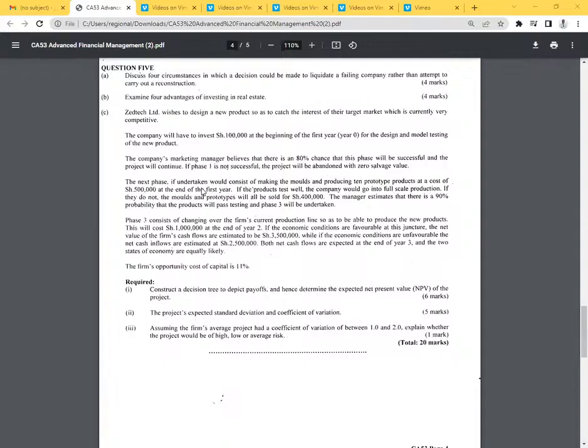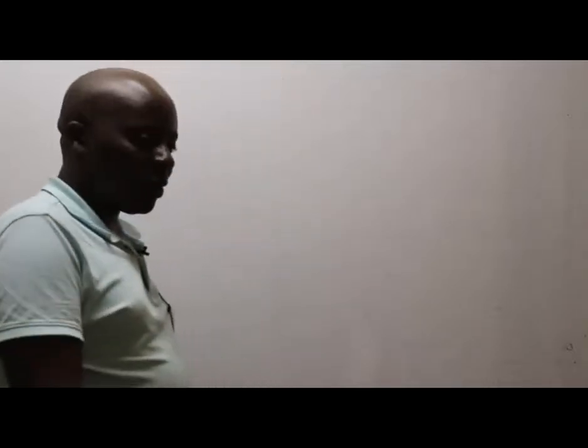what are they telling us there really, ladies and gentlemen? This is what they're telling us there: that this company wants to get into some investment decision. And how do they enter into this investment decision?